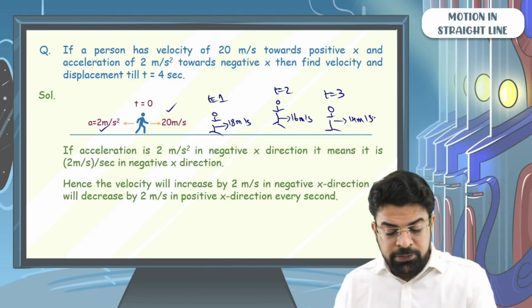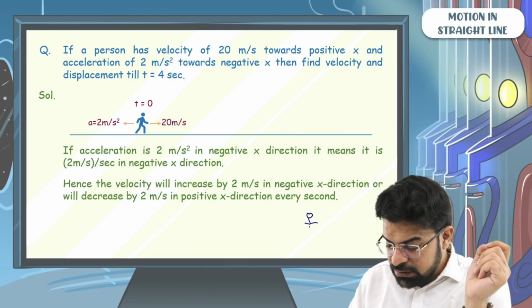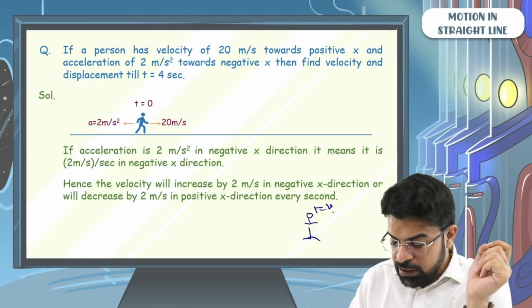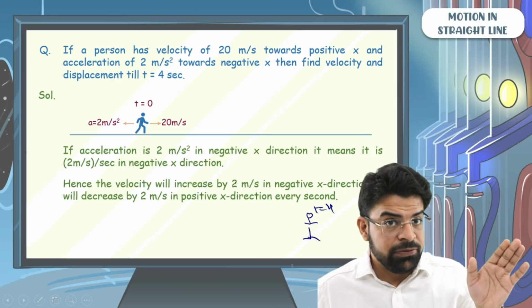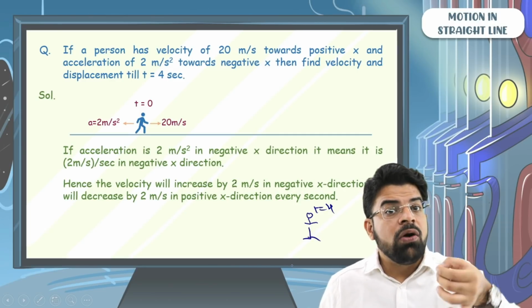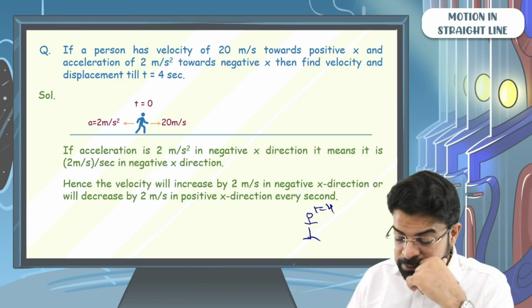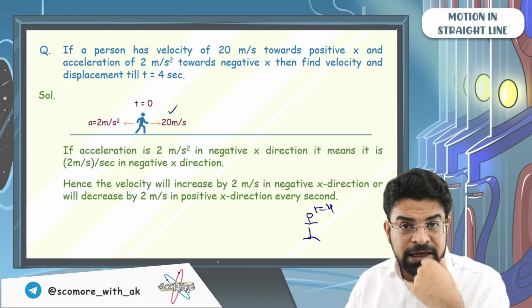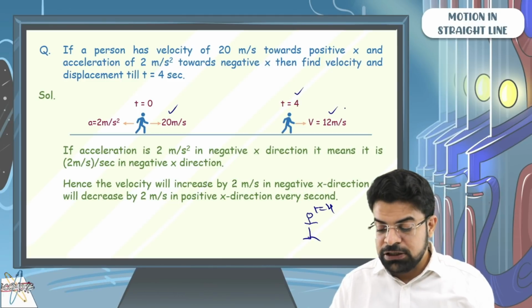Now, can you tell me what will be the velocity at time equals 4? So you will say, sir, till time equals 4, in 4 seconds, the velocity will increase in negative x by 8, or will decrease in positive x direction by 8 meter per second. Already the velocity was 20. It will decrease by 8. So the final velocity at time equals 4 has to be 12 meter per second.